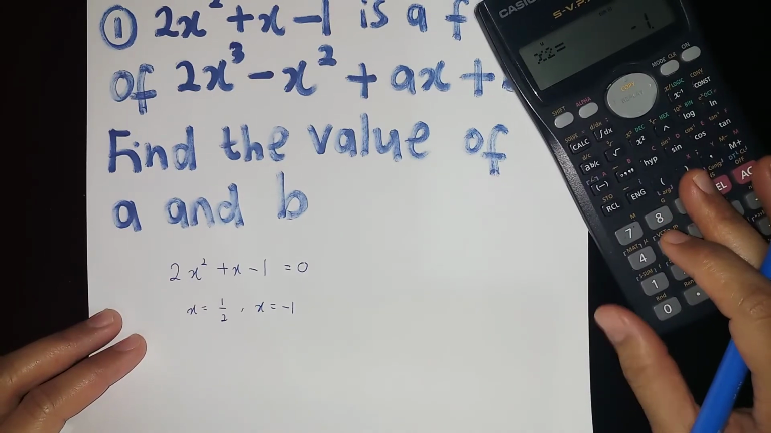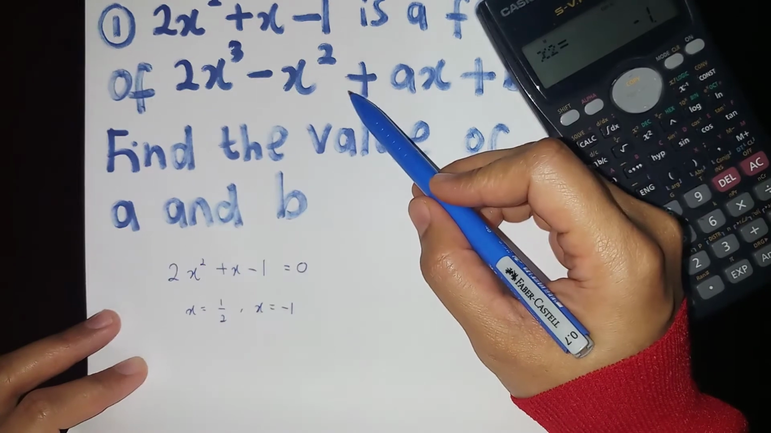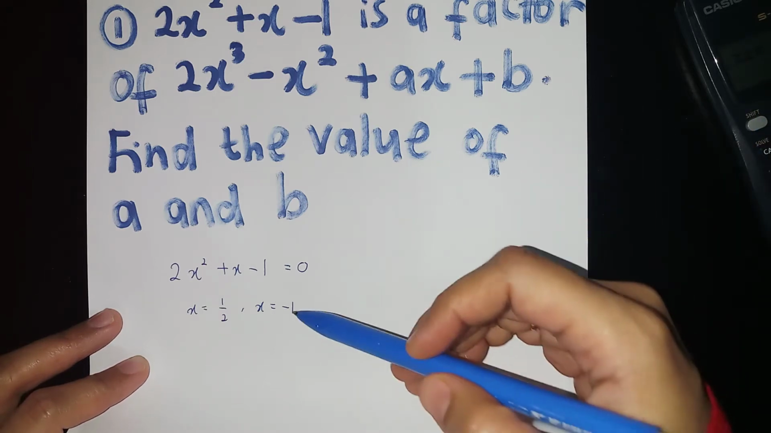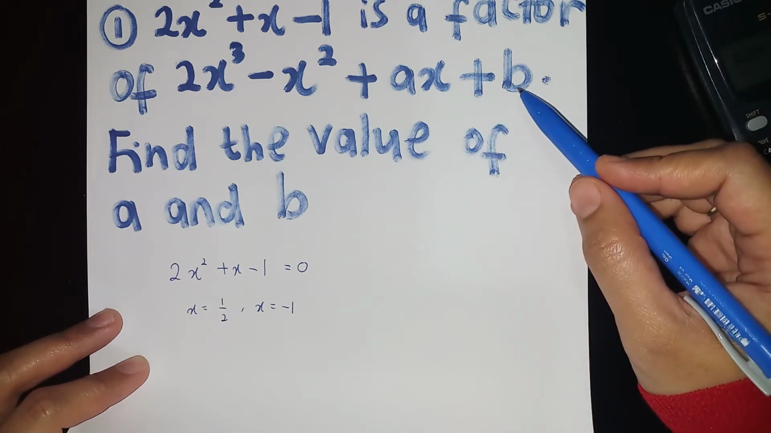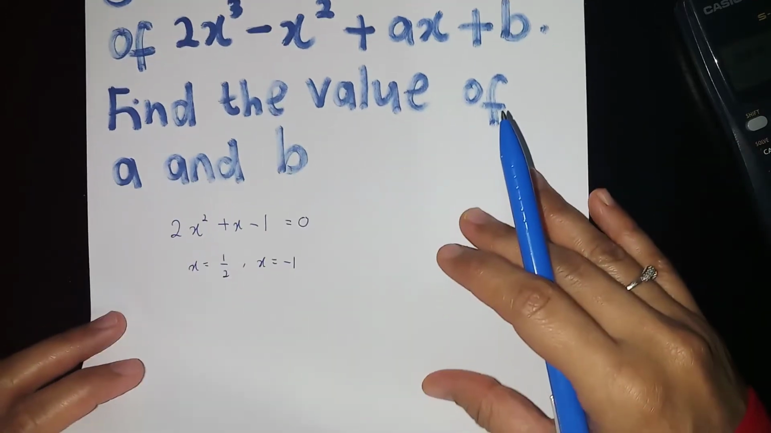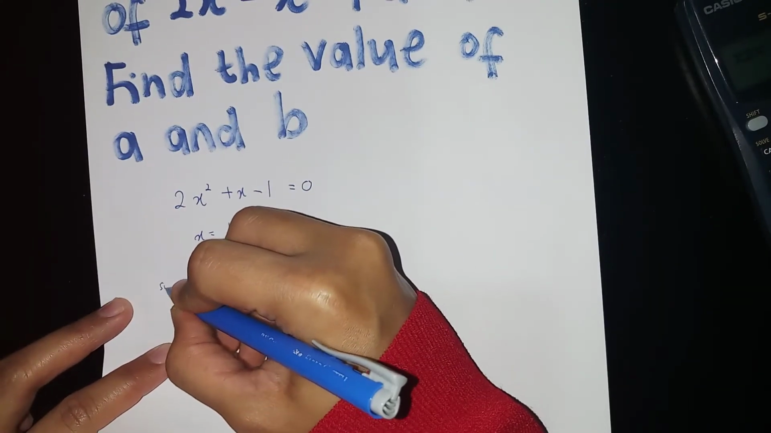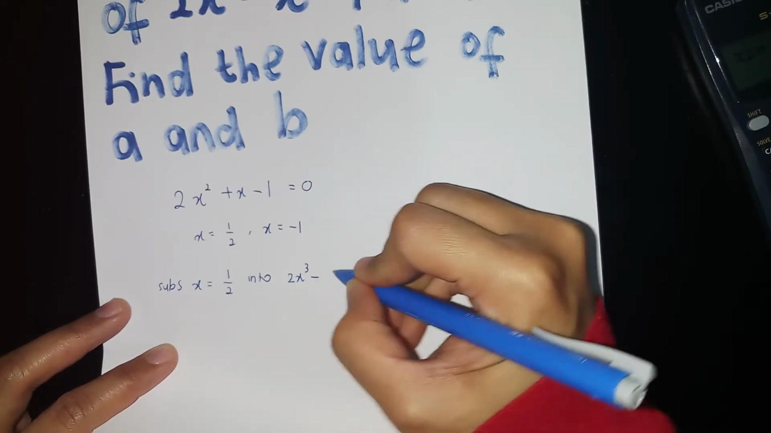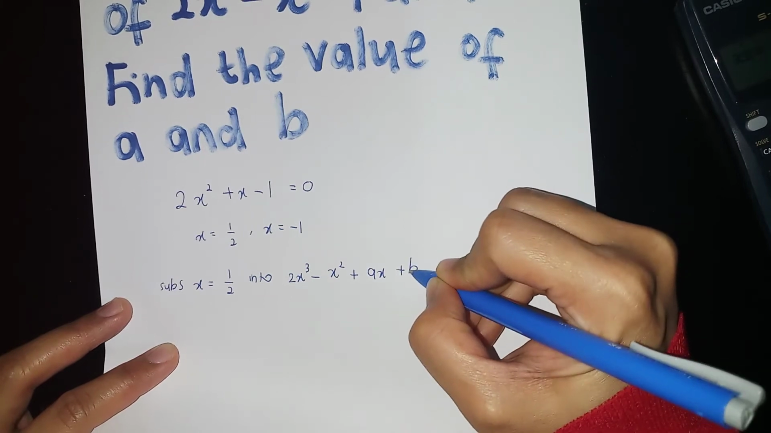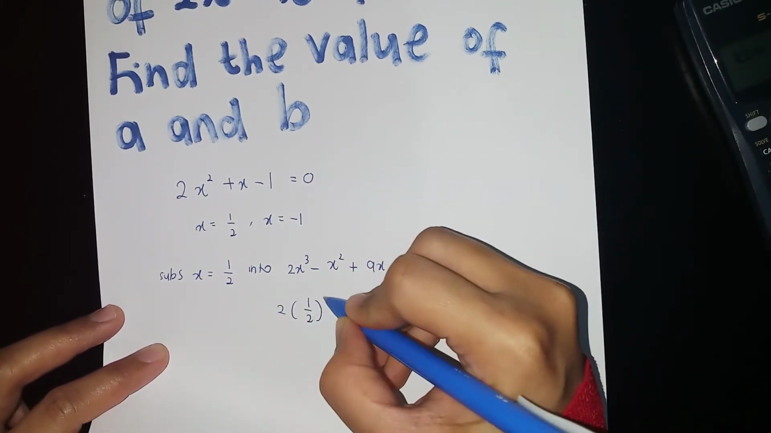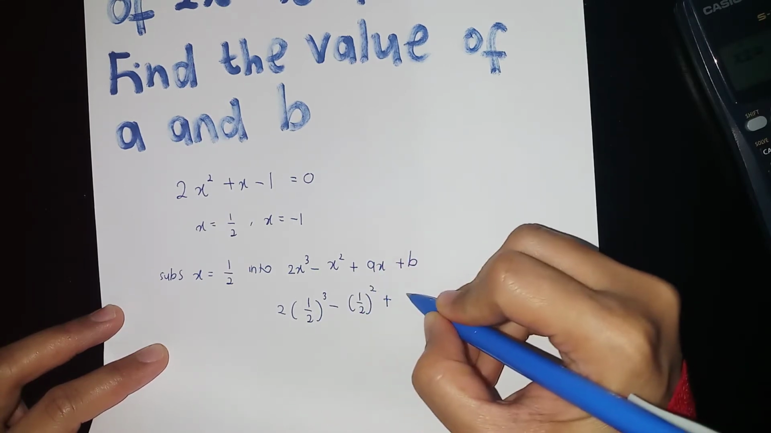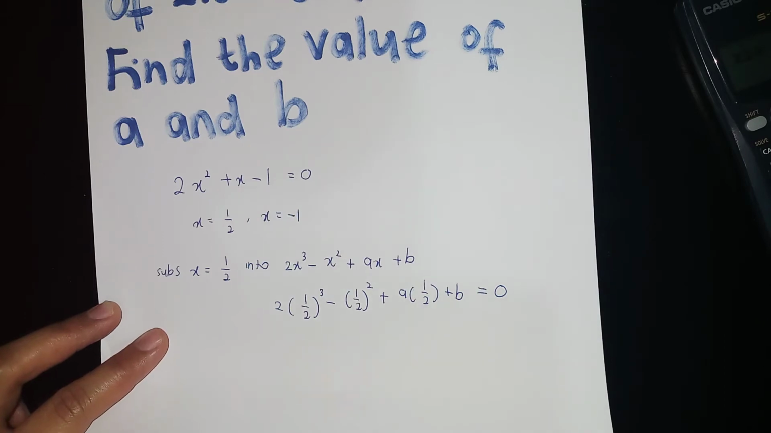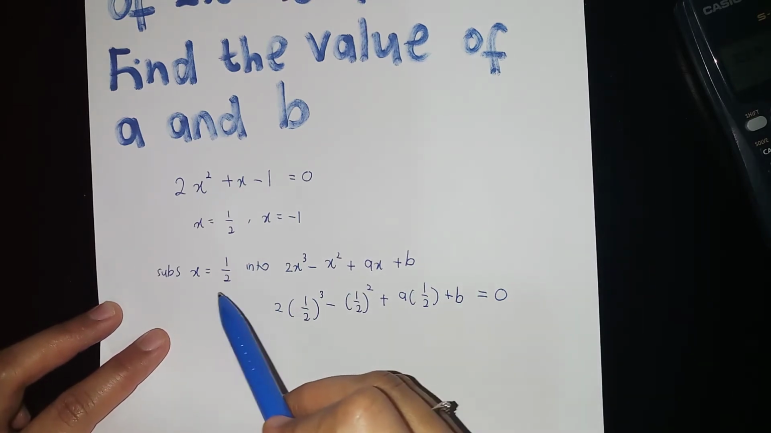Okay, it means that when we substitute these two values of x into this polynomial equation, I should get a 0. Why? Because it's a factor. When you have that x value as the factor, you substitute into the polynomial, you should get equals to 0. So now you substitute x equals to 1 over 2 into 2x cubed minus x squared plus ax plus b. So let's substitute 1 over 2, and then cube, minus 1 over 2 and then square, plus a times 1 over 2, and then plus b. I should get equals to 0. Why is it equals to 0? Because in the question it is stated that that is a factor of that polynomial.